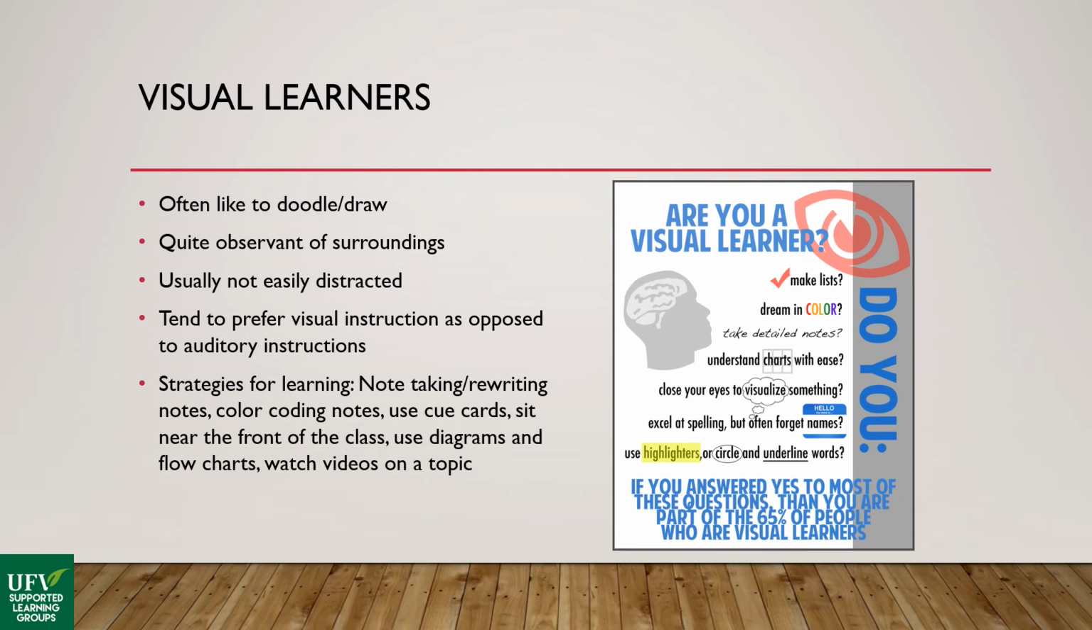So now moving on to visual learners. So visual learners are people who often like to draw or doodle either in class or when they're studying. They're often quite observant of their surroundings and what's going on around them. And they're usually not easily distracted, and they tend to prefer visual instructions as opposed to auditory instructions.